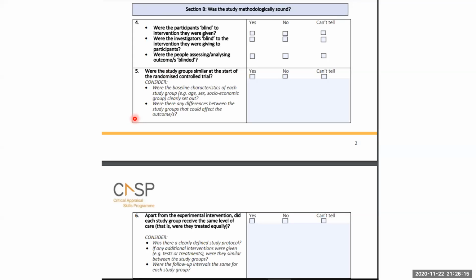Were the study groups similar at the start of the randomized controlled clinical trial? In that case, we're looking for a table describing the demographic characteristics of all participants in terms of sex, age, and other variables, in order to assess whether this study recruited similar groups or similar subjects in the two arms.